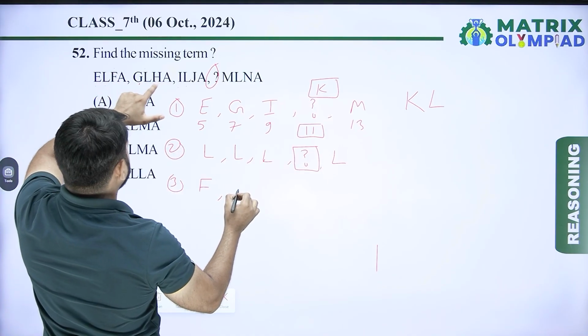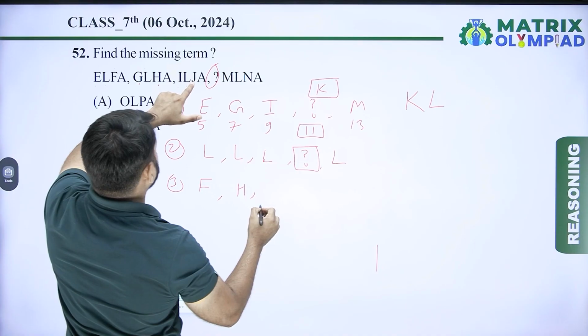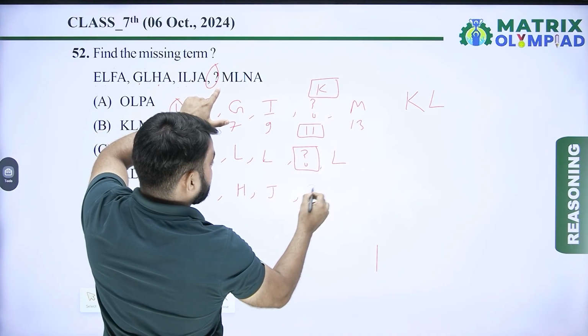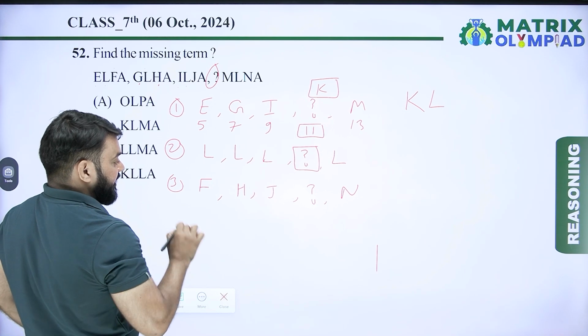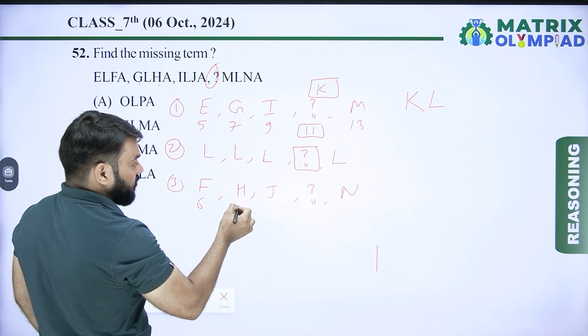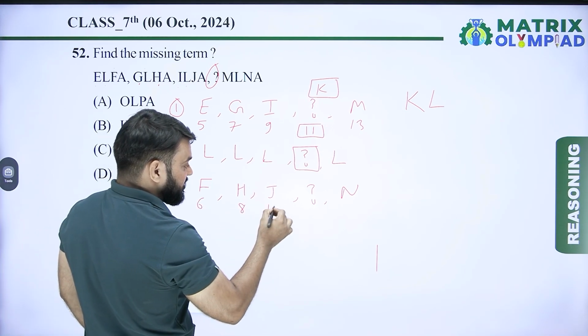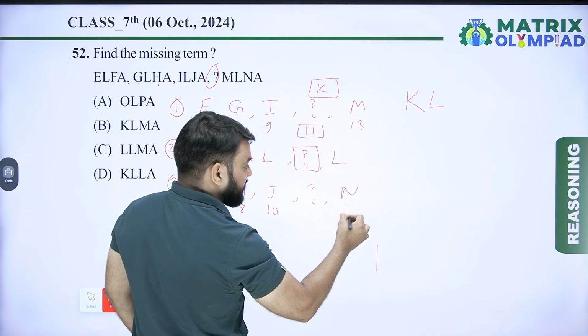After F, next is H. After H, next is J. After J, next is missing. After missing, next is N. Place value of F in the English alphabet is 6. Place value of H is 8. Place value of J is 10. And place value of N is 14.